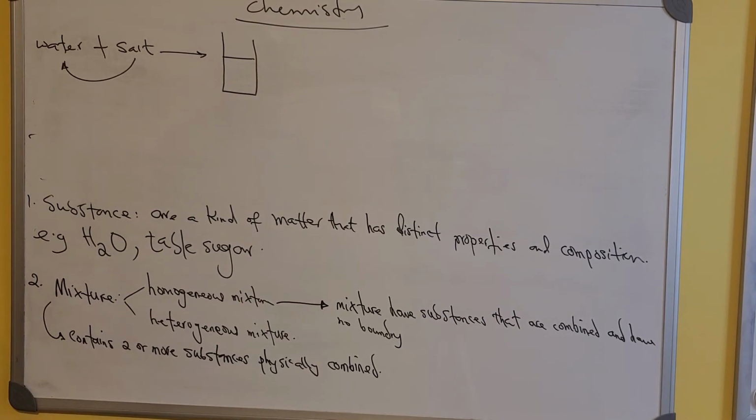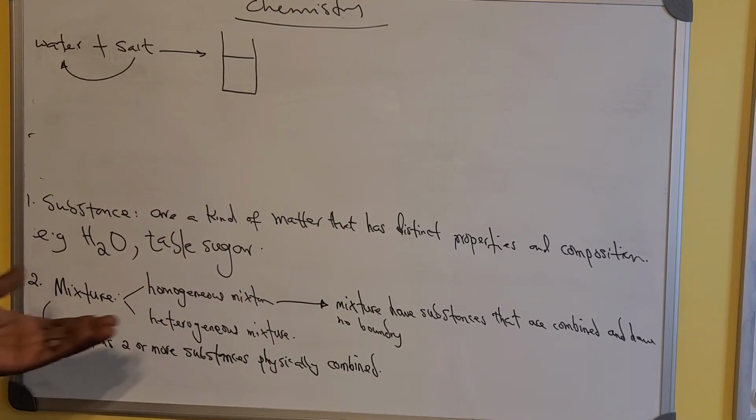Unless you drink it, then you will know. You say, oh my goodness, this water is salty, or this water is sweet. That's when you would know that there's sugar in the water. But if you don't taste it, you would not know. So that is a homogeneous mixture, because it's just one single mixture. There's no boundary between them.